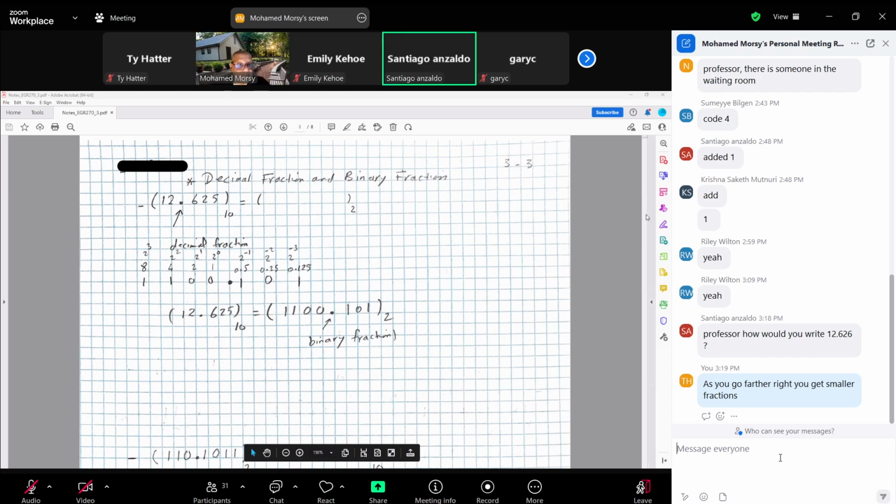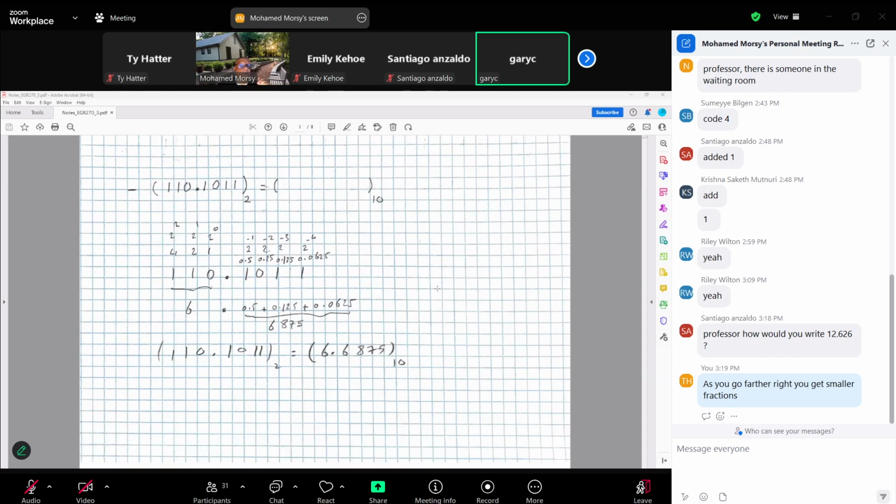I was wondering how you would write 12.626 instead of 12.625 into binary fractions? Apply the same thing. You do more weights, and you may not need this. You need the other one. So just the same approach. Whatever you want to convert, just expand this. If I need a weight, I put bit 1. If I don't need it, I put bit 0, and so on until you get the number.